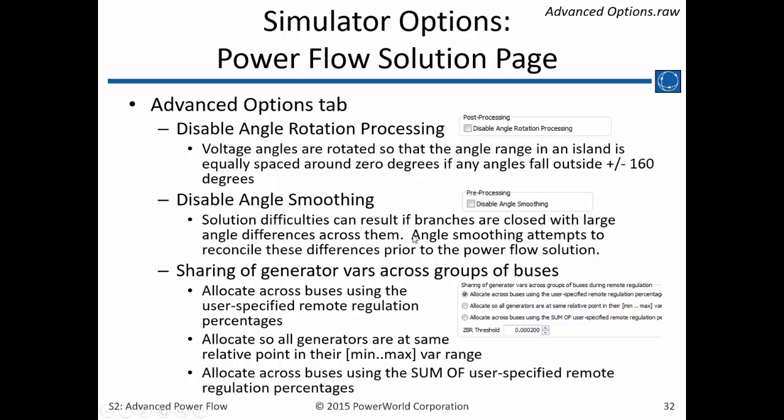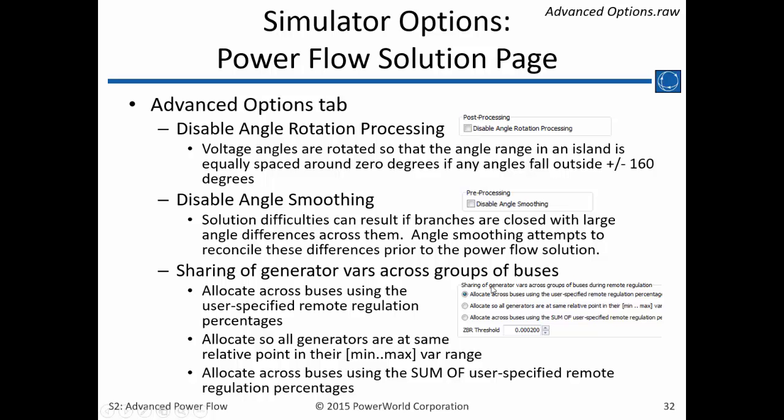You can disable angle smoothing. The solution difficulties can result if branches are closed with large angle differences across them, and angle smoothing helps reconcile those differences. So again, if you disable that, you might be lending yourself to some solution problems if you're closing in any long lines or multi-section lines.